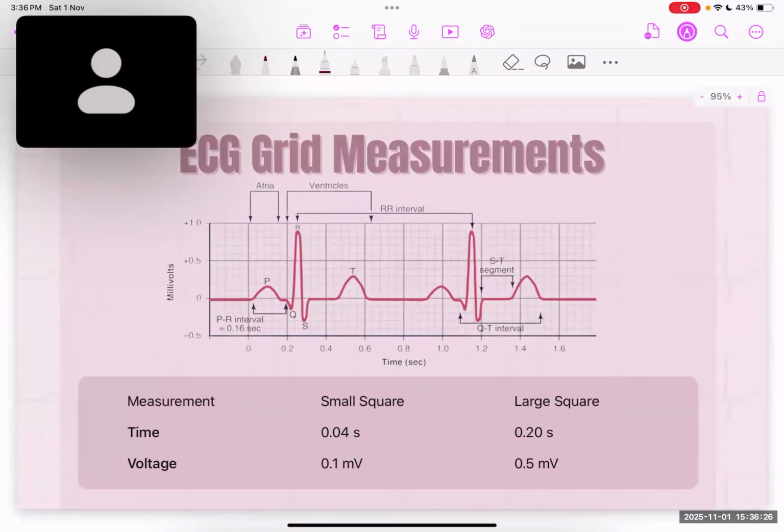So before we talk about the intervals, let's just see how we measure things on the ECG, like the grid.